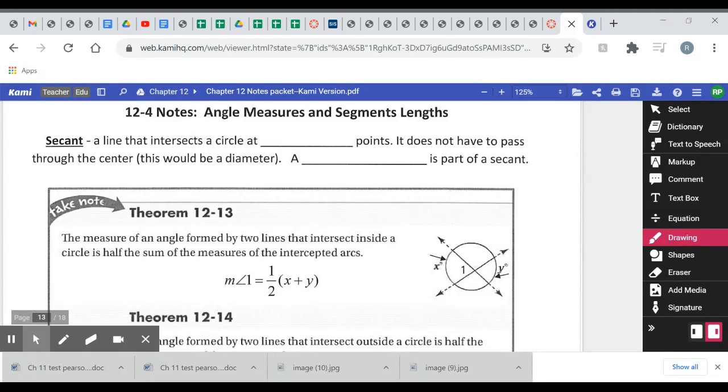Welcome to section 12 notes. This is on angle measures and segment lengths. So a secant is a line that intersects a circle at 2 points. It does not have to pass through the center.